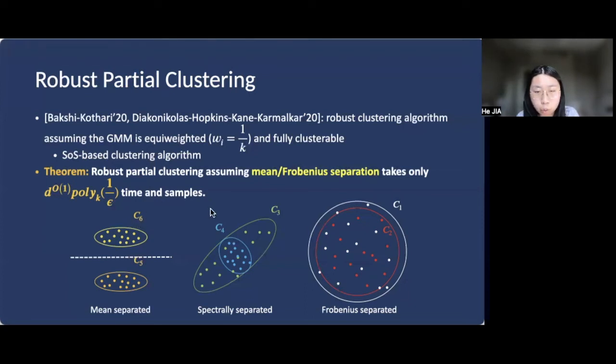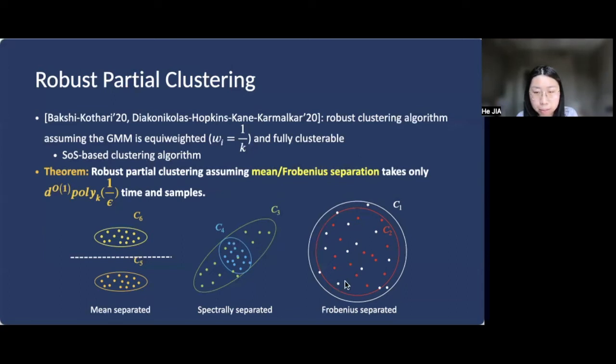From these three figures, we can see that if two Gaussians are TV distance separated, they can be one of three types of separation. The first one is mean separated, so there exists a direction such that if we project our points onto this direction, we can still separate points because they have a large mean distance. And the second one is spectrally separated. Similar to the first one, this is also a low-dimensional separation, but the difference is that if we project points onto this direction, we can separate the points by their variance. Here we can see all blue points concentrate around the center, but the green points are very spread out.